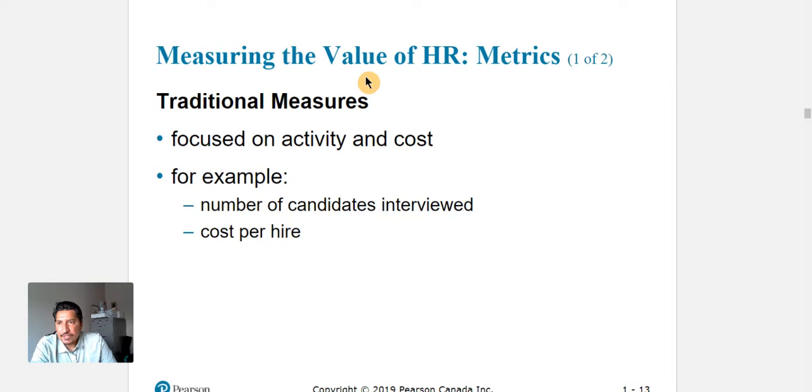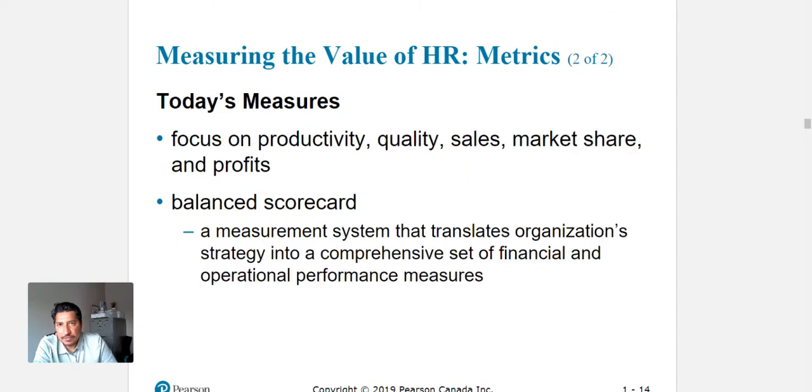Measuring the value of human resource metrics. Traditional measures focused on activity and cost, for example, number of candidates interviewed, cost per hire. So imagine if you apply for a job, thousands of people, or maybe more than 1,000 people, apply for the same job. So how to evaluate the right candidate, keeping in mind that time is money, and try to keep the cost under the belt.